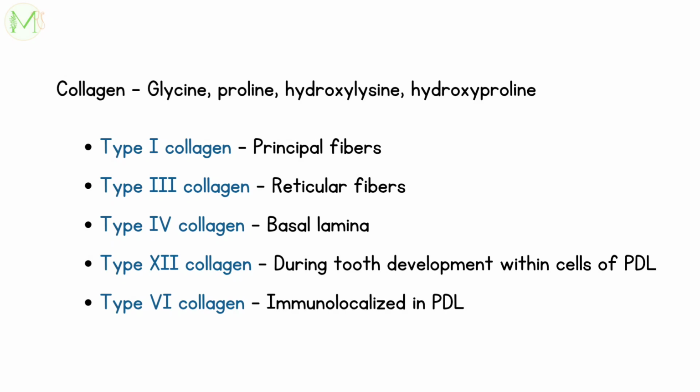It is timed with the alignment and organization of periodontal fibers and is limited in tooth development to cells within the periodontal ligament. Type 6 collagen has been immunolocalized in the periodontal ligament and the gingiva. At the molecular level, collagen fibers are arranged in such a way that it provides a tensile strength greater than that of steel. So by now, we know collagen imparts a unique combination of flexibility and strength to the tissues.